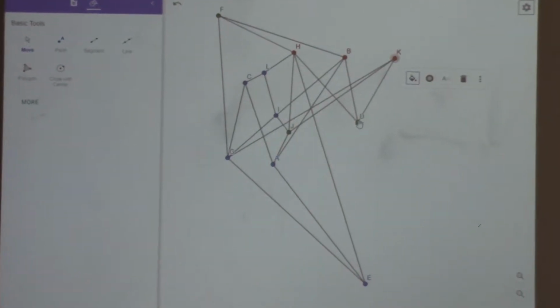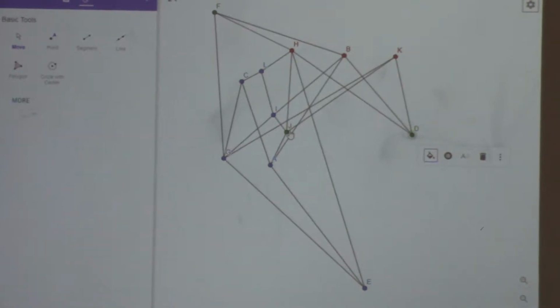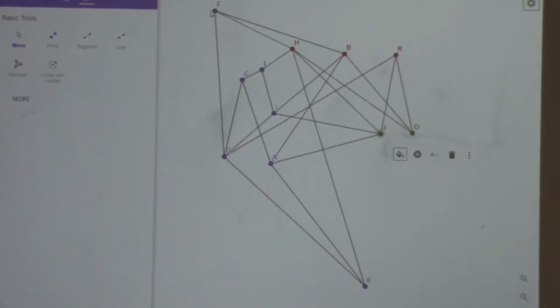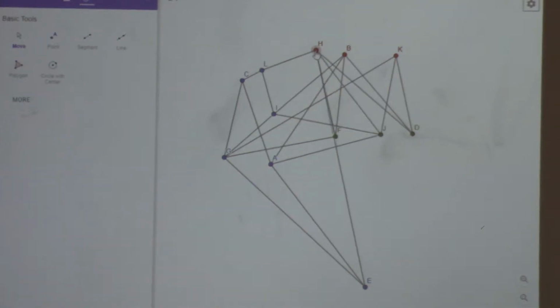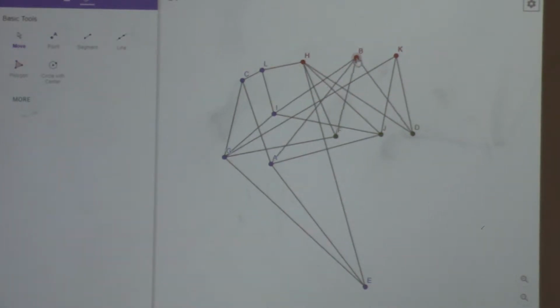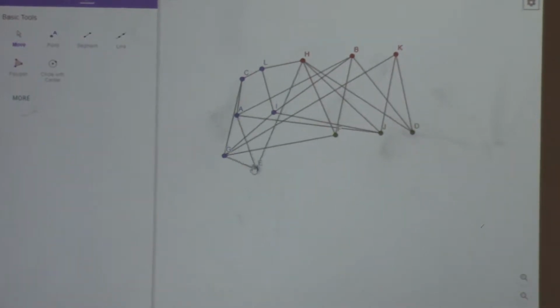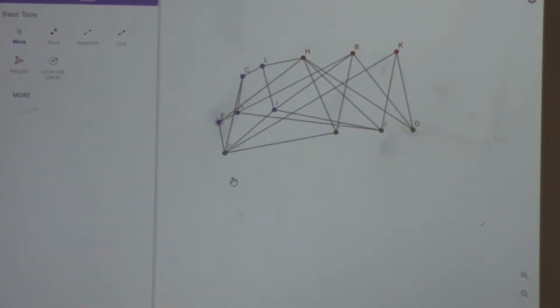H, B, K, D, J, and F. B has to go through A. It's clear as day. Now I'm just going to move all the things that are irrelevant. It does need to go through two others.